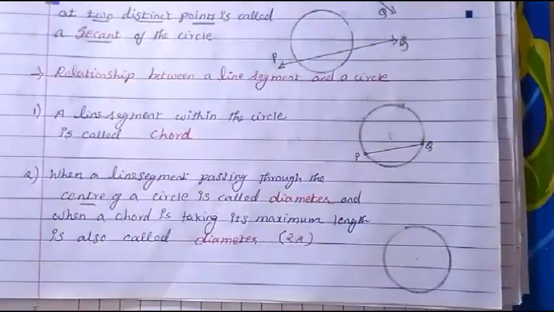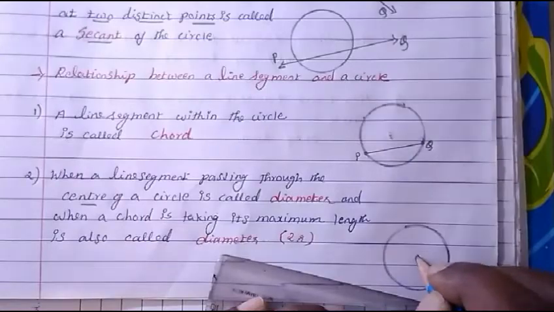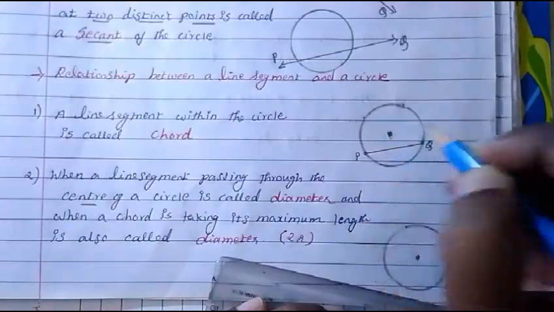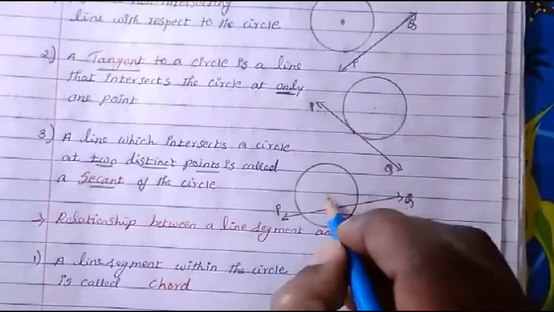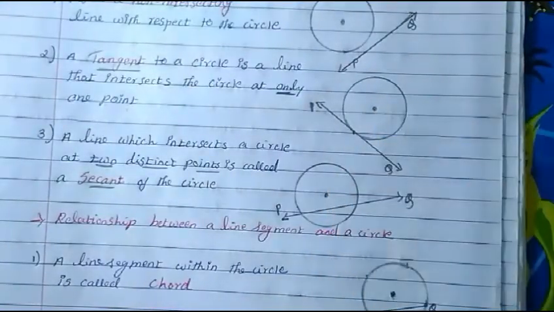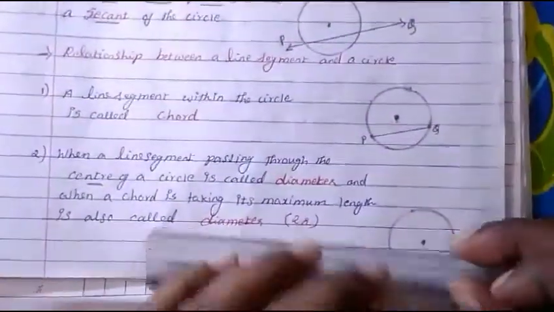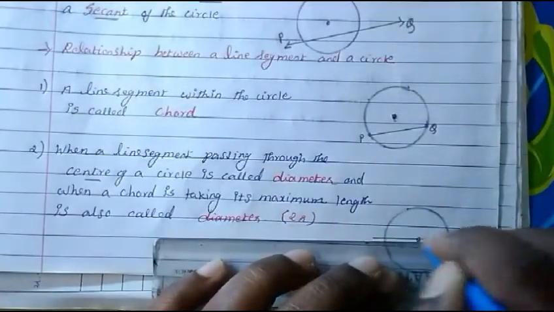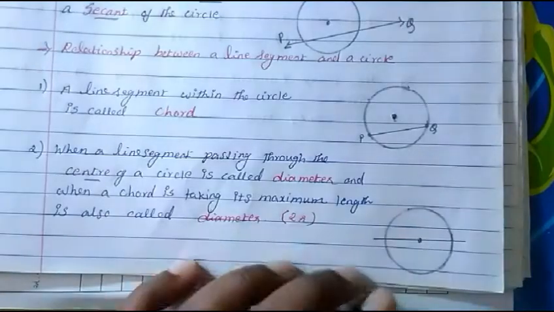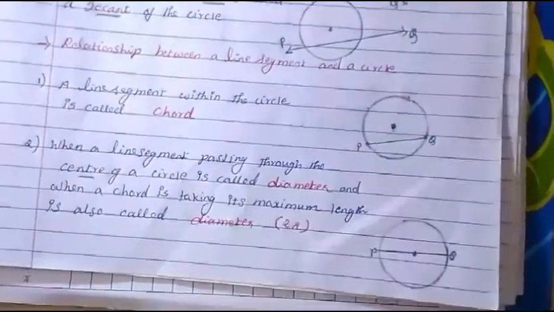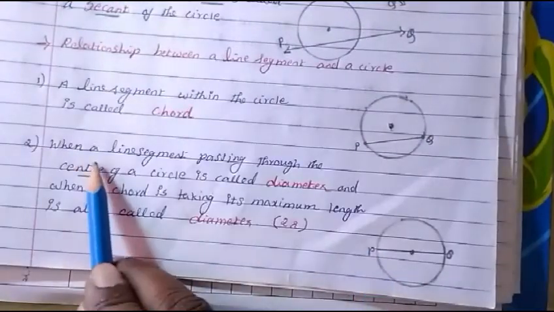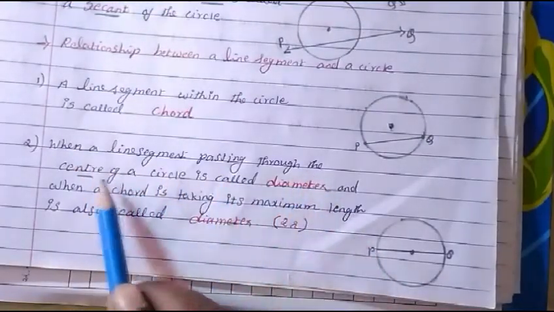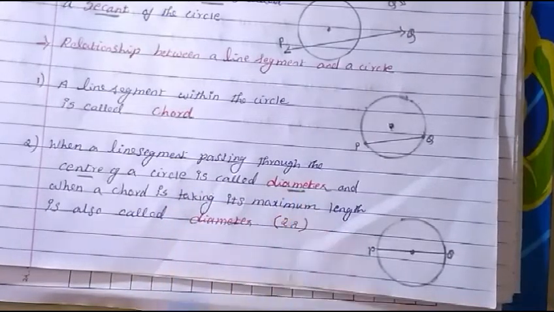Then now, when a line segment is passing through the center of a circle, so the same line segment, if it is passing through the center, this is the center. Okay, let me put the center everywhere. Sorry, it should not be outside. I'll remove this. Okay, so when a line segment passes through the center of a circle, it is called a diameter. So the chord becomes a diameter when it is passing through the center of the circle.